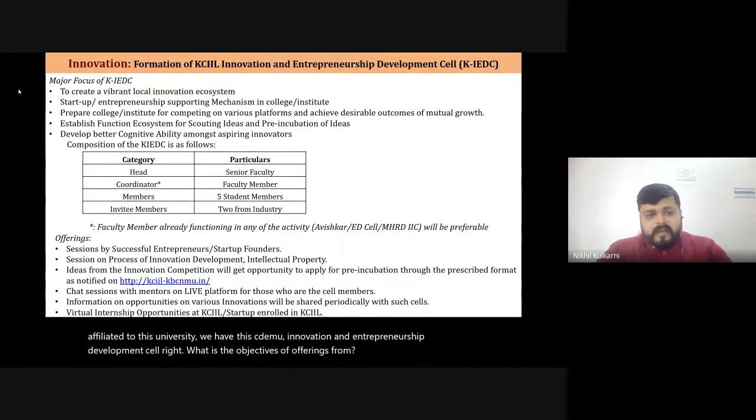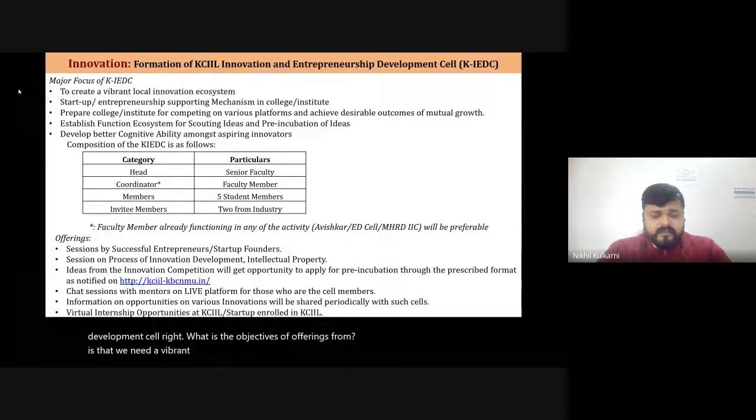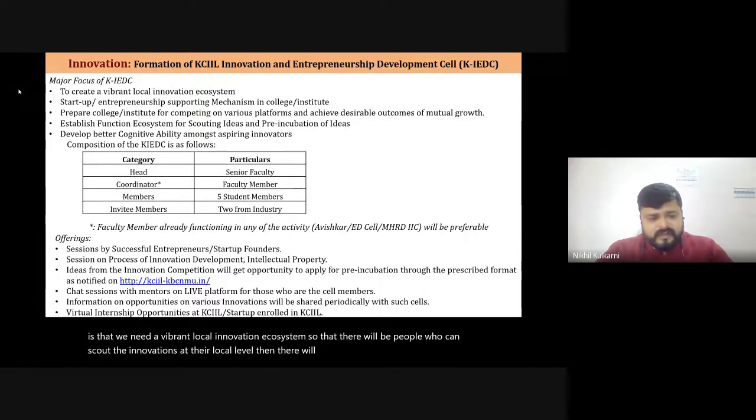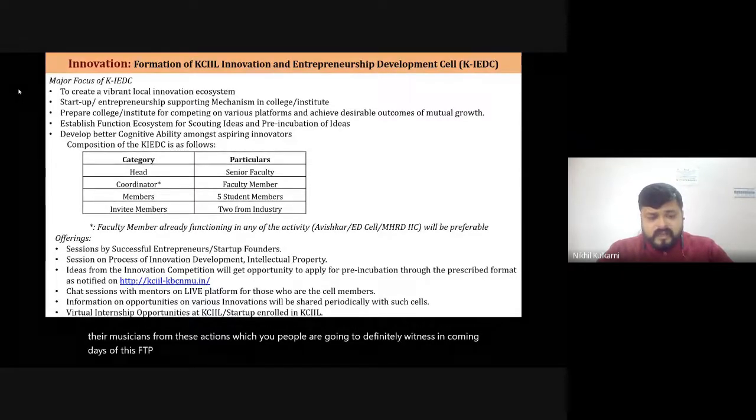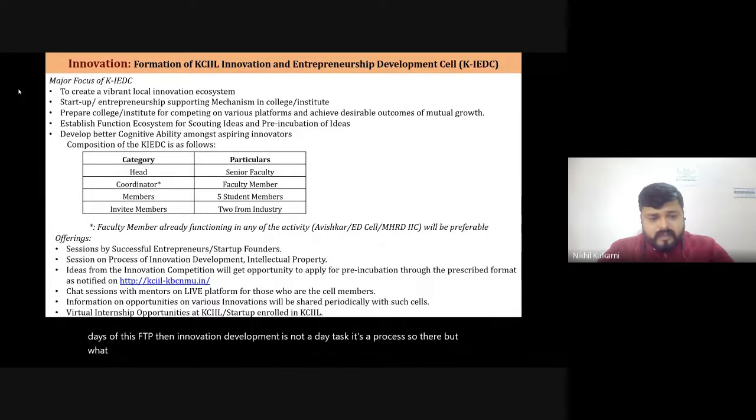What are the objectives or offerings of this? We need a vibrant local innovation ecosystem so that there are people who can scout innovations at their local level. Then there will be different facilities, like sessions from successful entrepreneurs, which you will definitely witness in the coming days of this FDP. Innovation development is not a day's task, it's a process. So what process we have should be explained.